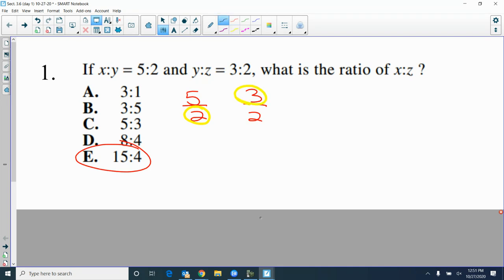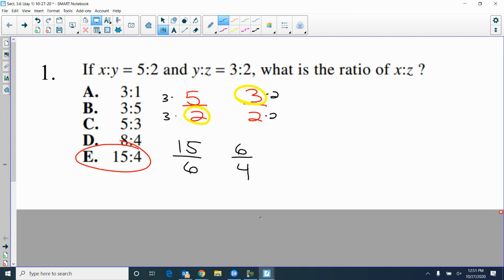Well, how can I make them the same number? Well, what do 2 and 3 both go into? 6. So multiply this one by 3 and 3, and that gives me 15/6. And then this one is multiplied by 2 and 2, and that gives me 6/4. So hopefully it makes sense here.